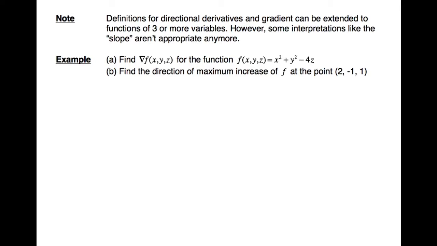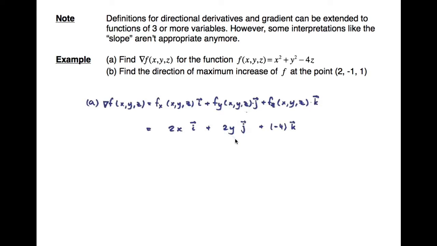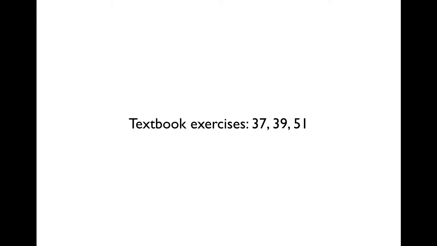So here's a simple example of finding a gradient with a function of 3 variables. Function f is given here, so for the answer to A, we just calculate the partial derivatives. f_x is 2x, f_y is 2y, f_z is negative 4, and that's it. Find the direction of maximum increase of f at the point (2, -1, 1). We just plug in the values and we find the gradient at that point to be the vector (4, -2, -4). So that's it for this section.